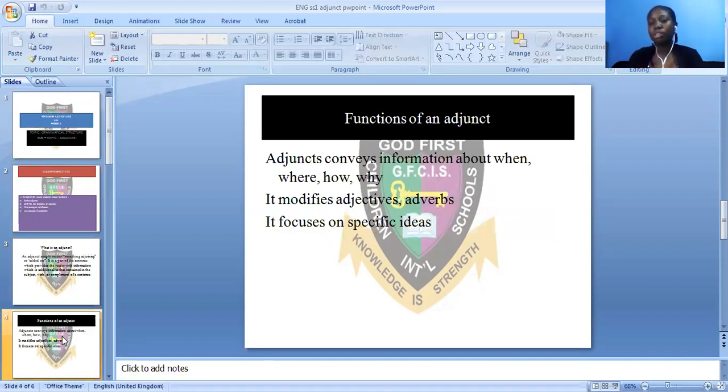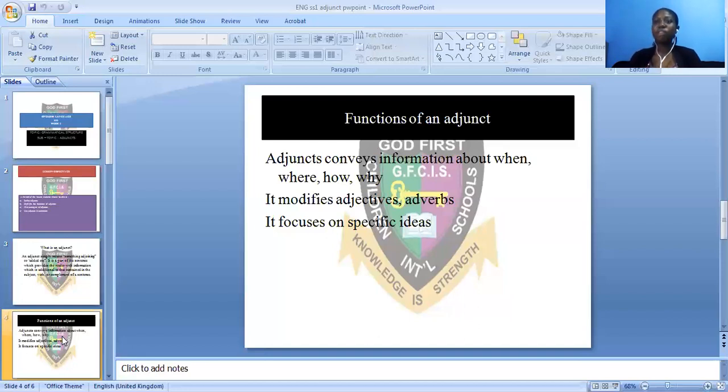Functions of an adjunct. What does the adjunct do in a sentence? And I told you that the adjunct has a close relationship with the adverb. It is more like a class of adverb. So what does an adverb do? An adverb qualifies a verb or an adverb in a sentence. Now, an adverb gives more information about the verb in a sentence, or about another adverb in a sentence. All right, now the same thing too with an adjunct. An adjunct gives more information about when, how, where, why an action takes place in a sentence. Do you understand?